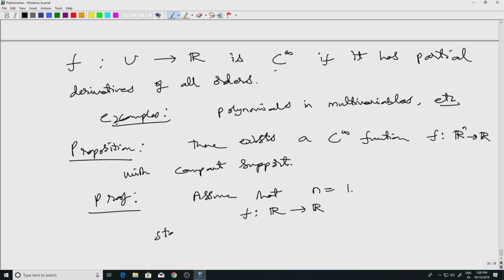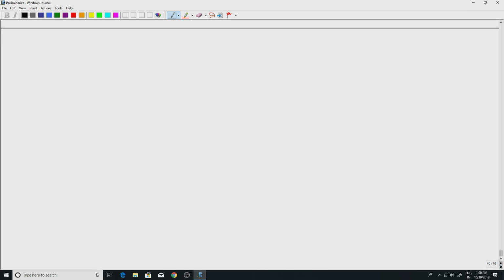Step 1. This is perhaps the main step in a sense. Let f of x be equal to 0 if x is less than or equal to 0, and equal to e to the power minus 1 over x if x is greater than 0. This is the building block for what will follow. The graph of this function looks like this.